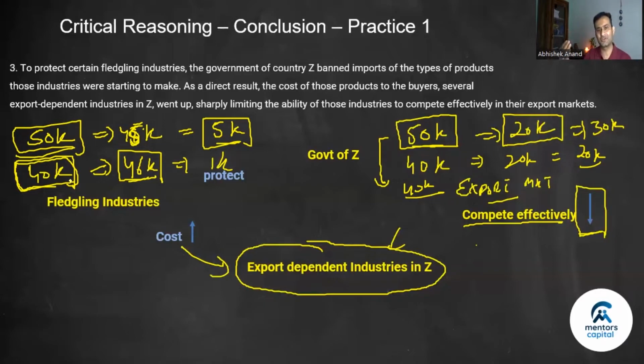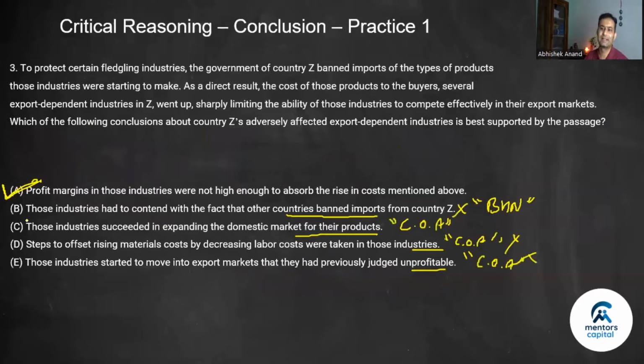Had my profit margins been high enough, the increased cost which happened here, I could have easily managed my price. But my ability to compete will go down because I'm not able to change my market price. And why am I not able to do that? Because margins are very thin. अगर margins ज़्यादा होते, मैं अपना price कम कर देता. All right. So the answer is A.